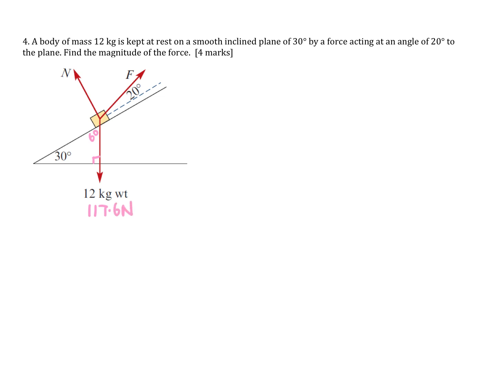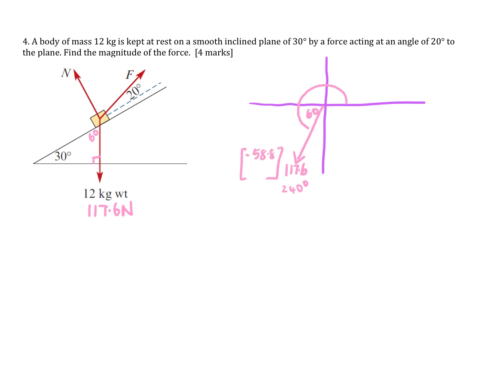Next thing I'm going to do is redraw it, flipping my axes. So then I'm going to have that force coming down here of 117.6 newtons. And if that's 60 degrees, what is all of that? It's 180 plus 60. So that one is going to be 240 degrees. So we can just use our calculator there to work out what that is. And that vector there is negative 58.8i and negative 101.8j.